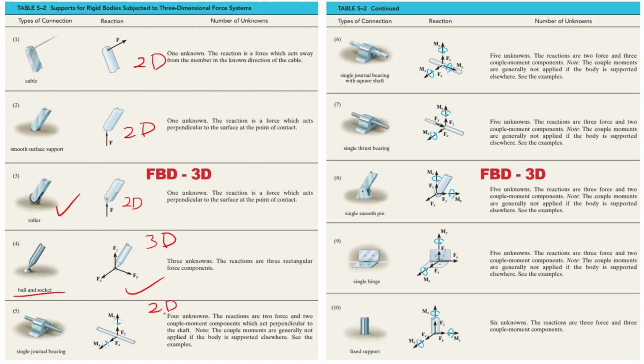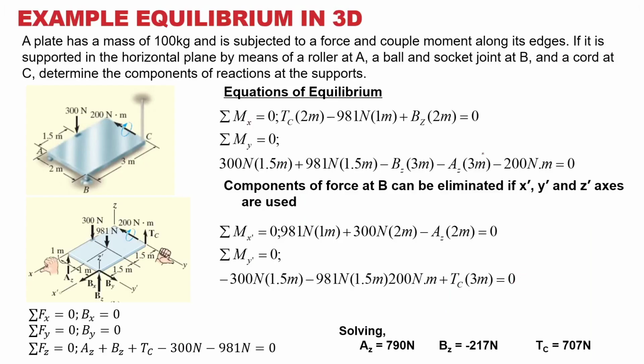Is this 2D or 3D? Not 2D, right? You have two moments, moment X, moment Z. So still 3D. This one is 3D. This support structure is 3D. This is one example that you can do on your own for 3D. So you can try to solve on your own.